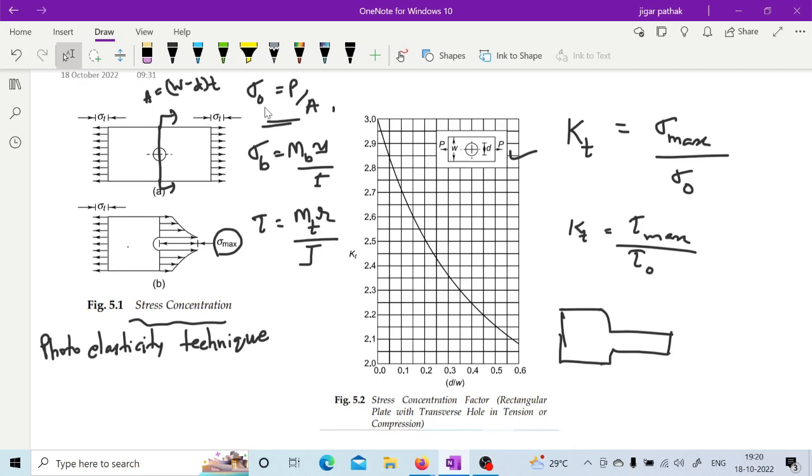This stress generated is actually less than whatever is experienced in practice, right? Whenever experimental measurement is done, it has a higher value. So that is sigma max, which is experienced by the component. Are you getting now? So we can define that sigma naught is the nominal stress obtained by the elementary equation for the minimum cross section.